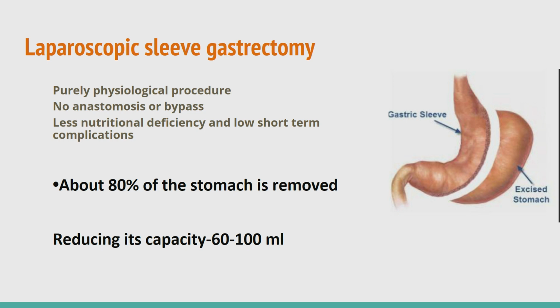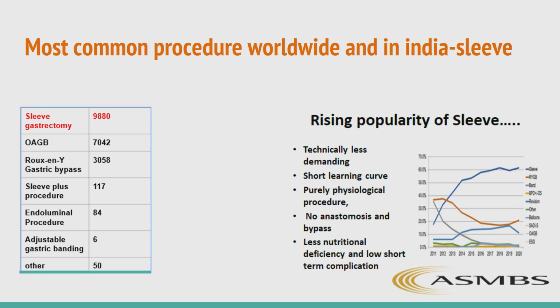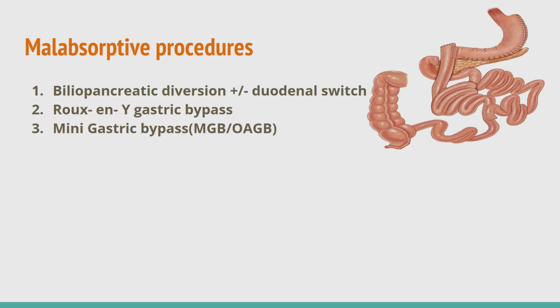In this procedure, we remove 80% of the stomach, which is in relation with the greater curvature of the stomach, and which leads to a reduction in the capacity of the stomach, approximately 60 to 100 ml in nature, so that the patient cannot eat, and that leads to weight loss. This is the most common procedure being done worldwide. Numbers are growing significantly, and in our country, this is also a leading procedure.